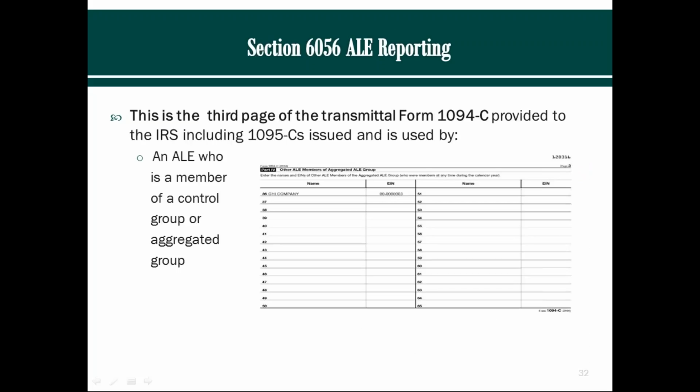And then finally is the third page. You are only going to use the third page if you are part of what's called a control group. You have more than one ALE member that your owner is a part of.